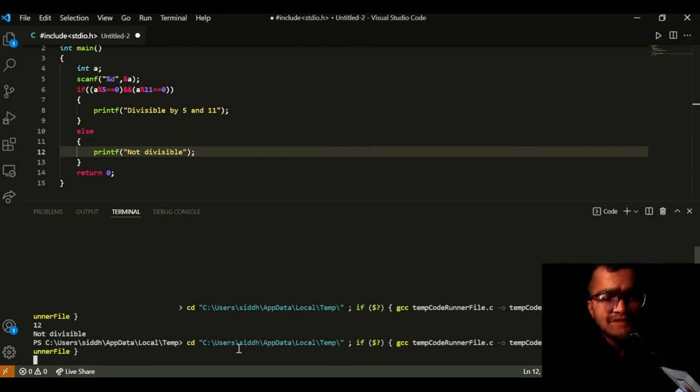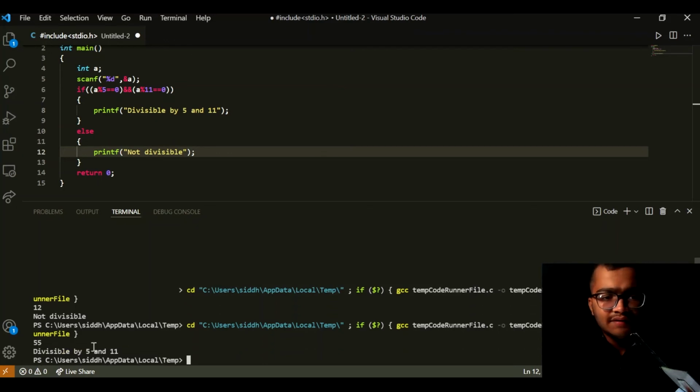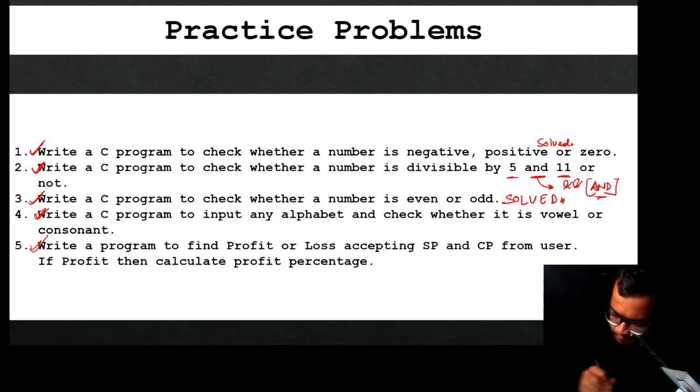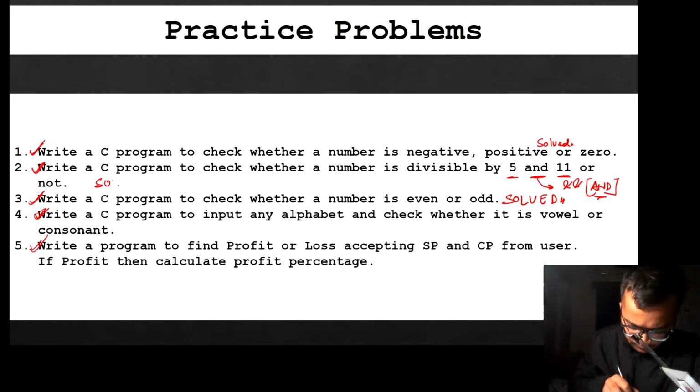Let's give it a number which is divisible, say 55. It is divisible by both 11 and 5. So divisible by 5 and 11. So here it is our code. It is good enough. So let's go to the next question over here. So this one is also solved. So let's write here solved.